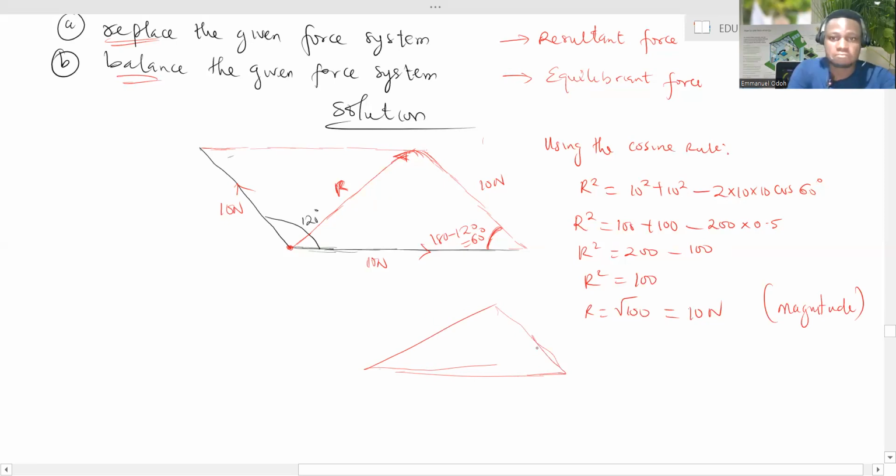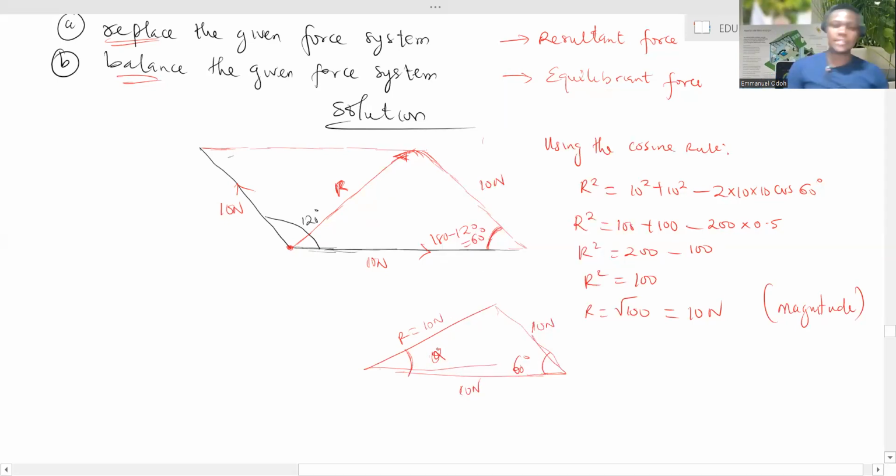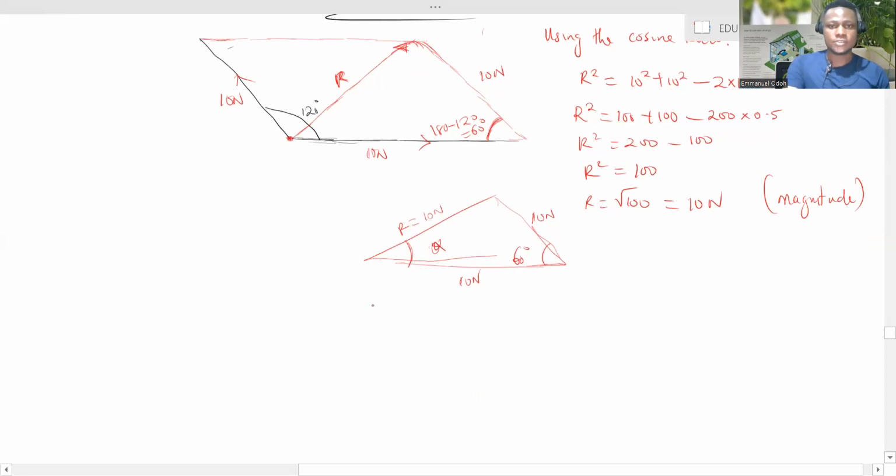Minor drawing. We have 60 degrees here. We have R. Our R now is 10 Newton. And we have 10 Newton here. We have 10 Newton here. So let's get the angle the resultant made with this 10 Newton. So let's call that theta. Or better still, let's use alpha there. We can use any. So we can apply the sine rule to solve that. So apply the sine rule.